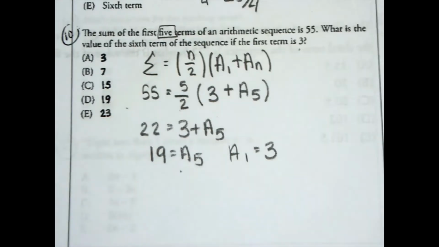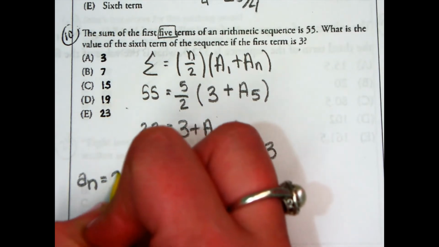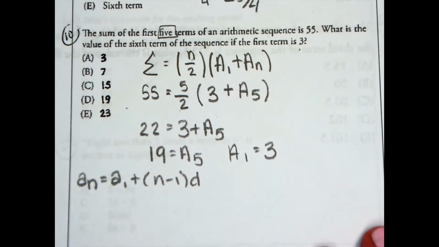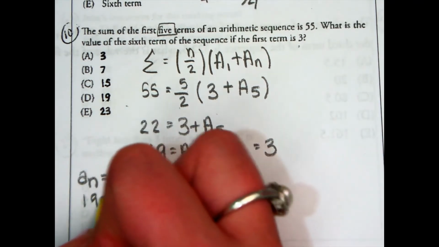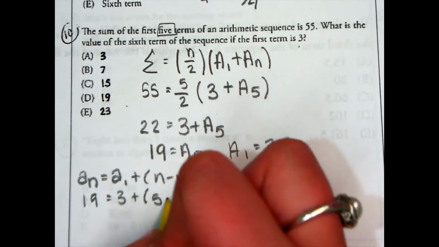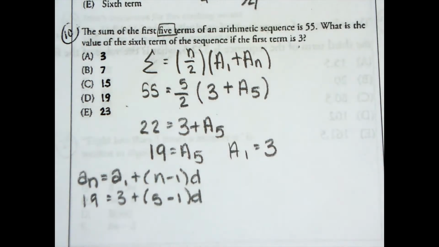So in our problem, I'm now going to use the other formula. A sub n equals a sub 1 plus n minus 1 times d. So a sub n is our 5th term. We know that it's 19. We know our first term is 3. We know that we are working with 5 terms, and we're trying to find the common difference. To get to the next term, we need the common difference.